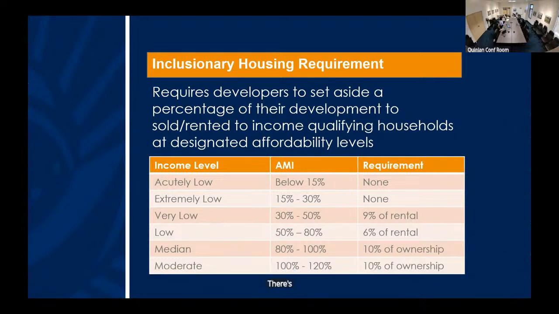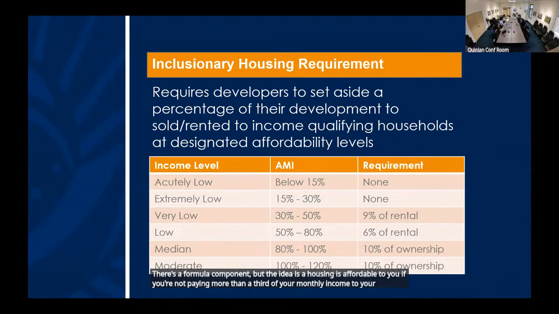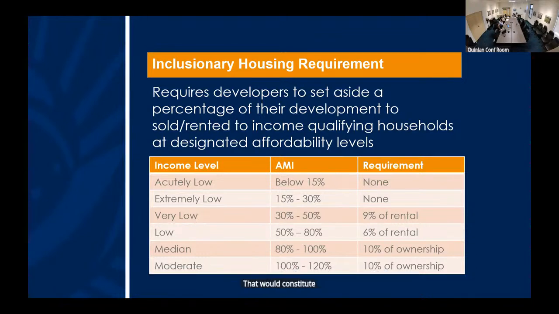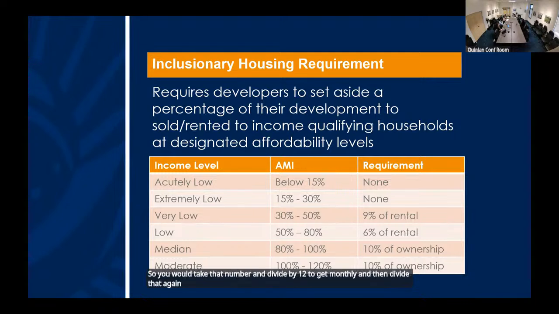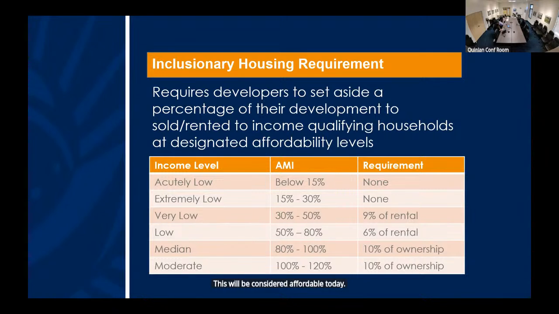There's a formula component, but the idea is, housing is affordable to you if you're not paying more than a third of your monthly income to your housing. So they would make that an income bracket based off the AMI, like 30 to 50%, for example, for very low income. Just off the top of my head, I think that's up to about $71,000 in Cupertino. You would take that number, divide it by 12 to get monthly, and then divide that again by 3. That's the maximum a very low income rental could charge to still be considered affordable to them. And they're all broken down by that.